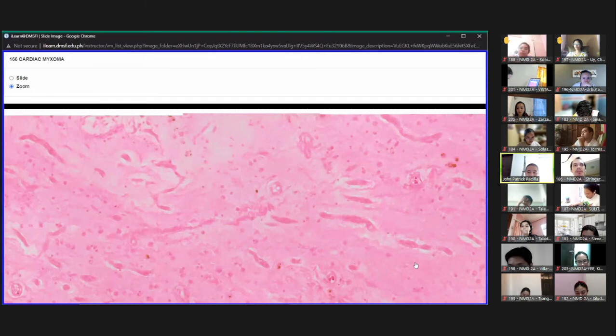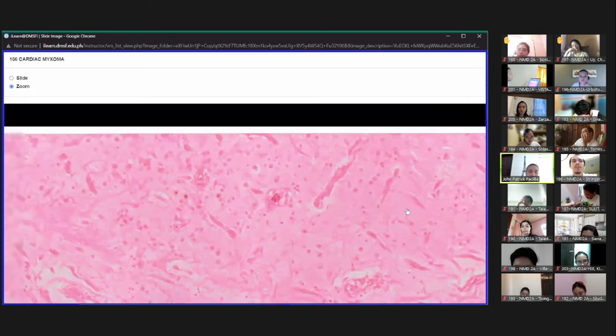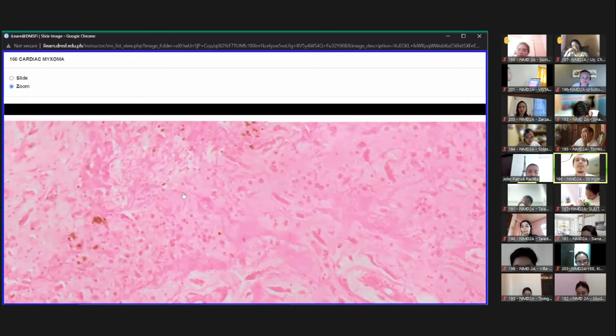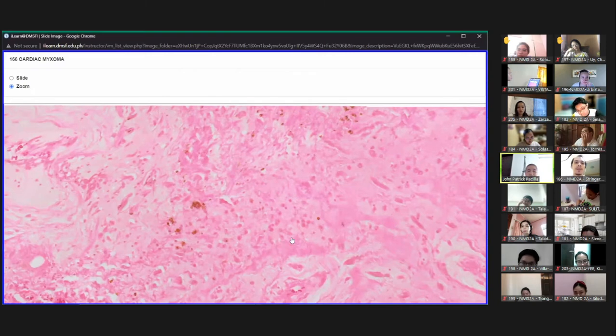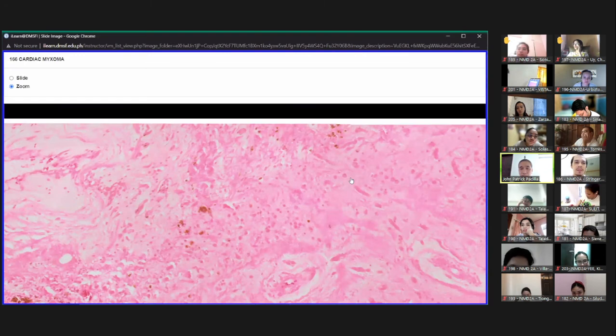And then sometimes you would see the presence of hemosiderophages. So again, stellate cells, fibromyxoid stroma, and hemosiderophages would be cardiac myxoma. The cardiac myxoma is benign, but if it's large enough, it can cause cardiac tamponade.